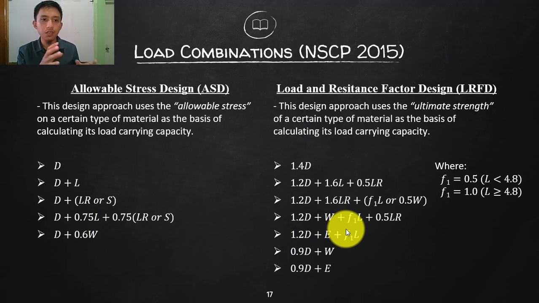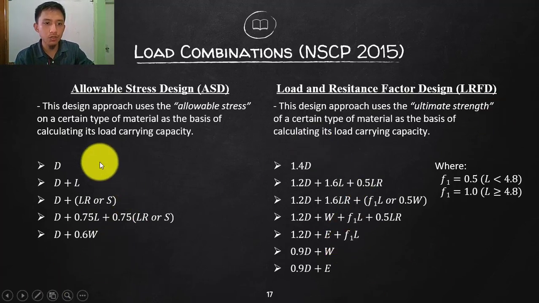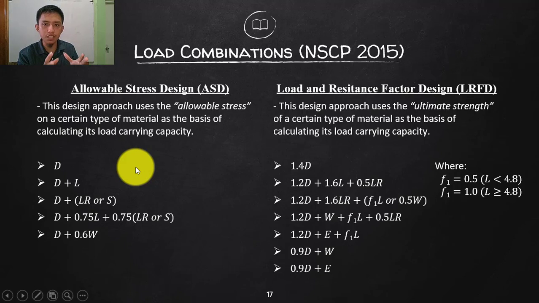But for the sake of simplicity, since we are still on the foundation or the start of the analysis, we will not be using all of this. We might be using only D. If we are using ASD, you might be using only D or D and live load, or we might be using only the first 2 or first 3 of the LRFD or the ASD. That is just for the simplification, since we are still on the foundation of the analysis. We are still to understand how to analyze.